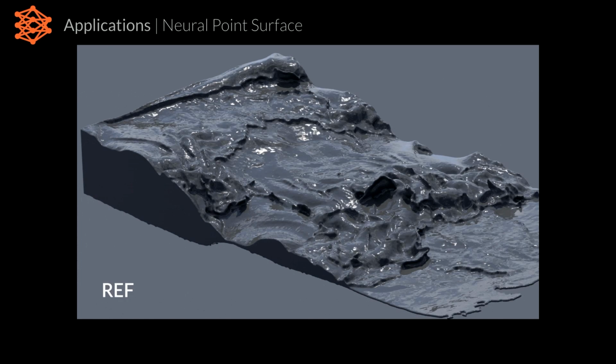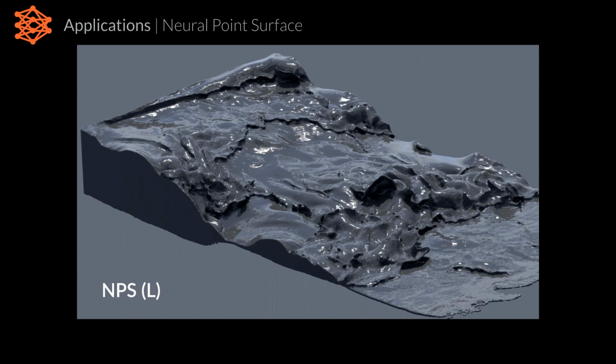Here we see a comparison between a reference non-neural surfacer and a neural point surface. So you see it's a lot less bubbly. With conventional techniques that don't use neural networks, they tend to form these bubbles around the particles.